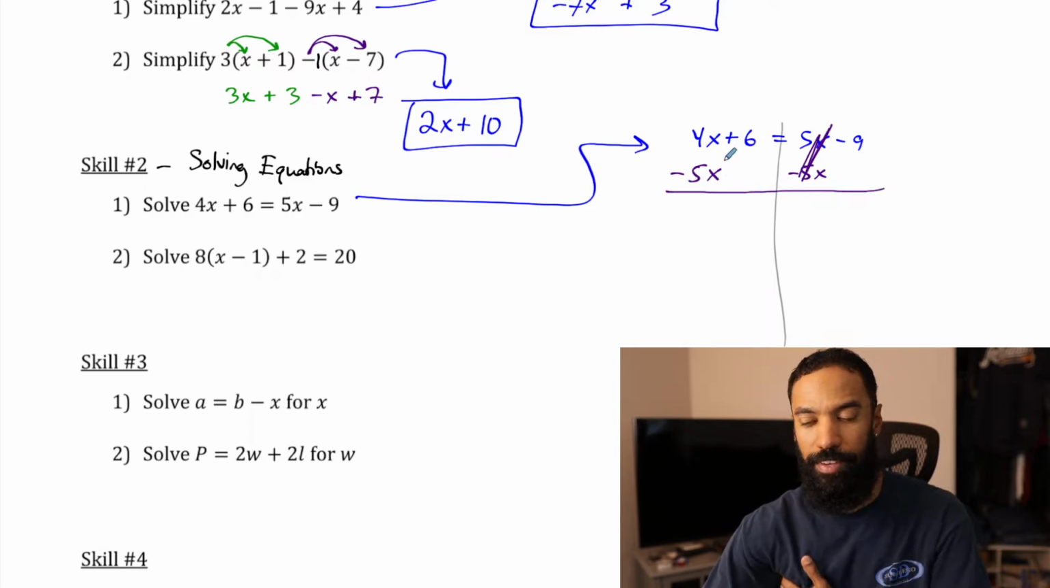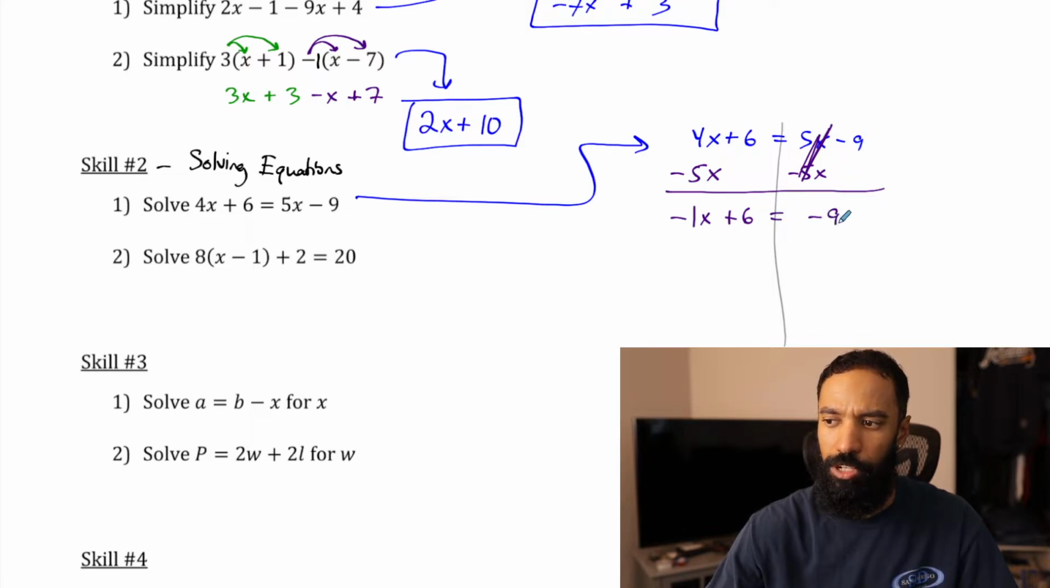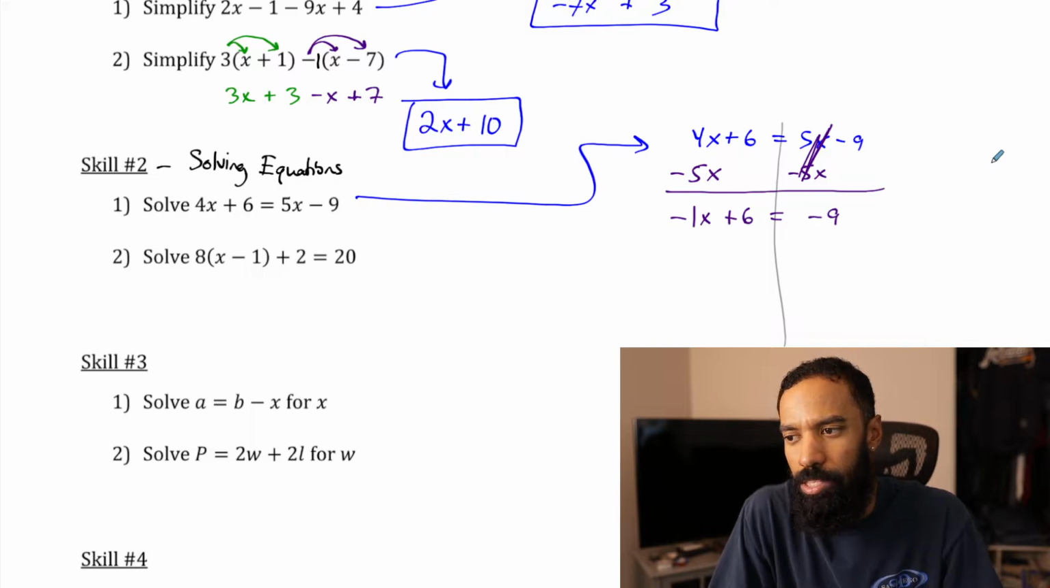And 4x minus 5x is not 0x as well. That is negative 1x. Negative 1x, you can also just say negative x like that. Now this says negative x plus 6. I didn't do anything to that 6 yet. And then I have a negative 9 over here. Don't forget the negative, and you'd be good there. That's pretty good. Now I'm trying to make this say x equals, and I'm on my way to doing that.